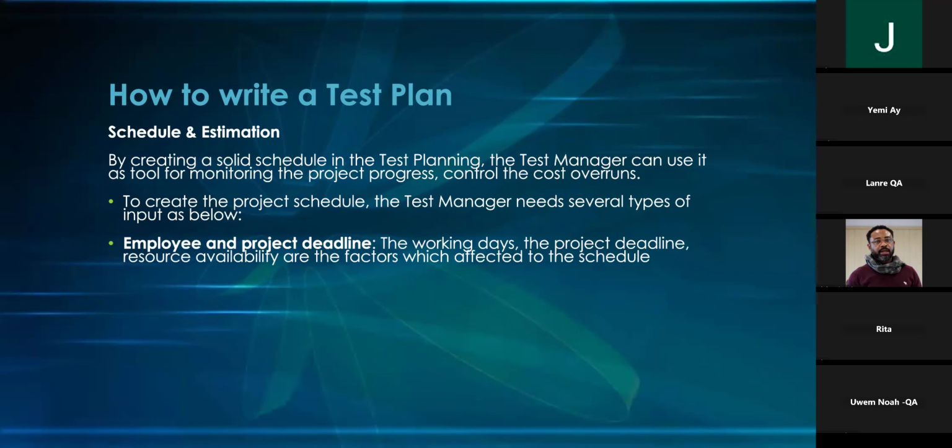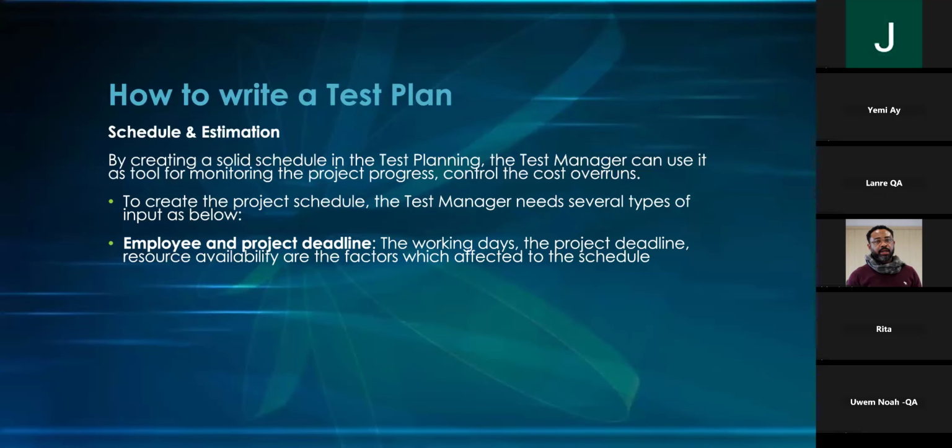Employee and project deadline. The working days, the project deadline, resource availability are the factors which affected the schedule. So let's say an employee, the project deadline, all these things are part of what is involved when you are doing your schedule and also your estimation.